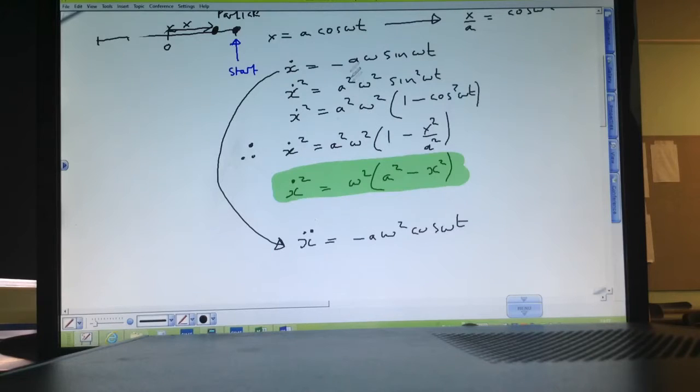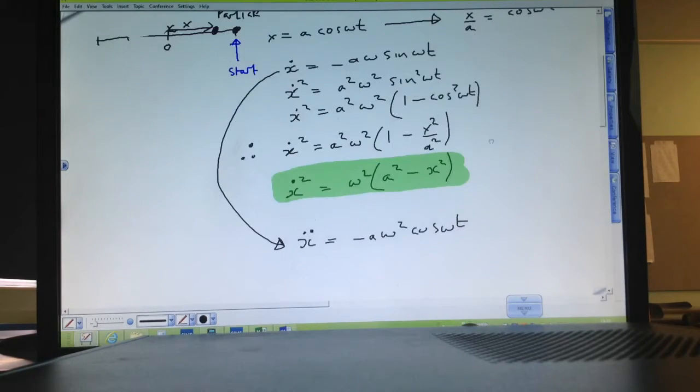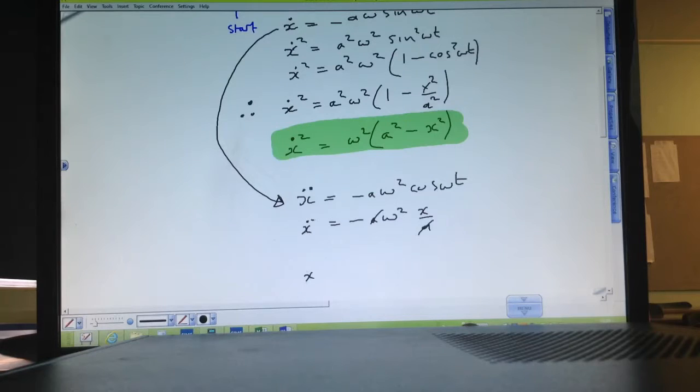Right, and using the same thing here, I can see that cos omega t is x over a, so I can therefore write x double dot is equal to minus a omega squared, and I'm replacing that with x over a. The a's cancel, and it leaves you with the last formula, which is really important. X double dot is minus omega squared x. What does that tell you? I'm going to highlight it.